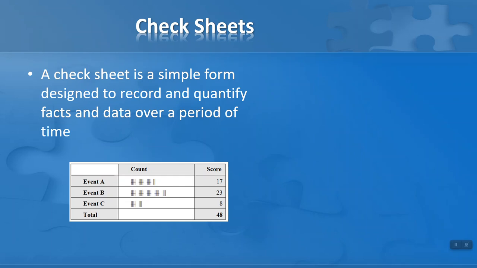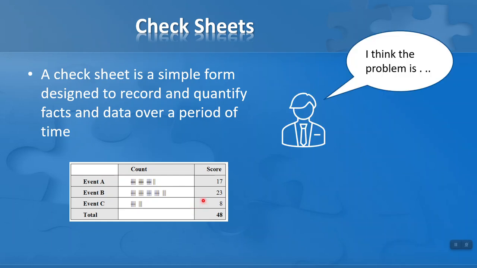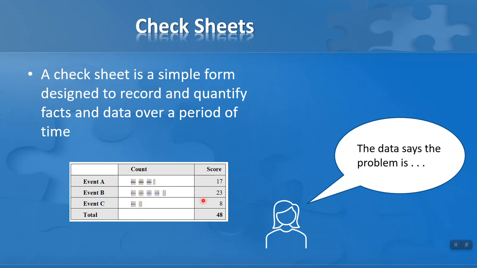So a check sheet is a very simple form designed to record and quantify facts and data over a period of time. So we can see here, in a very simple one that we have, that we've got a count. In this case here, we're just counting what's happening in the center, and we've got 3 events, and we've got a score on the right hand side that helps us to maybe target, for example, event B here is happening the most. Well, why is that happening? Is that bad? Is that good? We can investigate that. So we now have hard evidence, and this helps us change from saying things like "I think the problem is" to "the data says the problem is." So in other words, hard raw facts help us to get this information together.